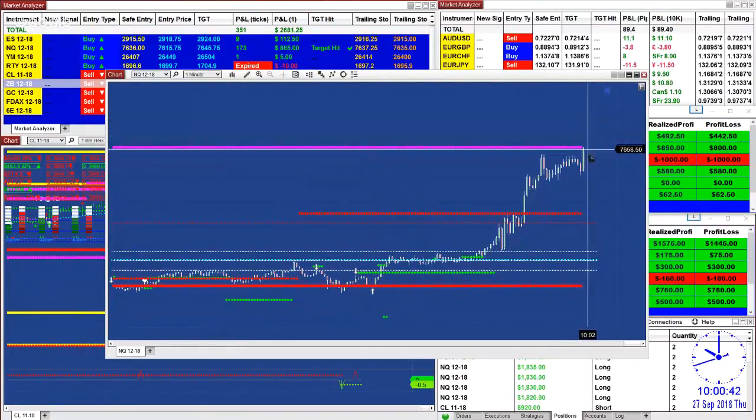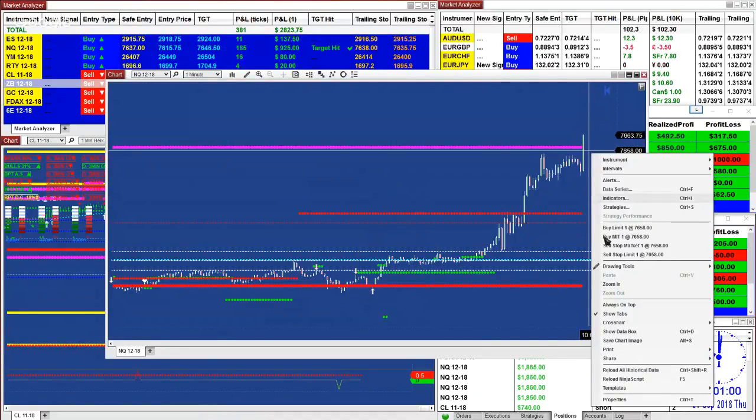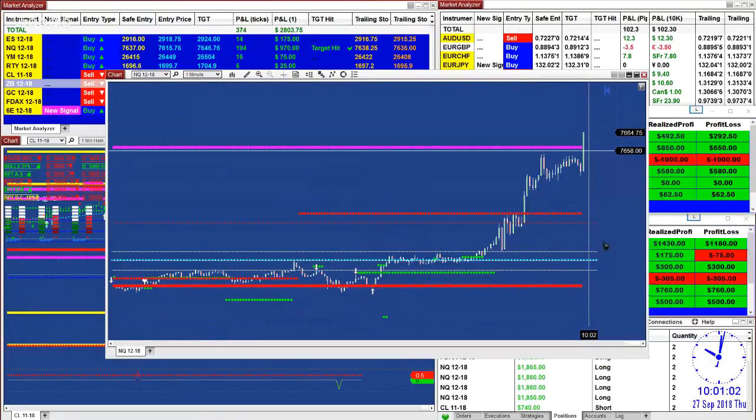One second. Don't do anything right now. Wait till this bar closes. All these bubbles, don't do anything. And then once this bar closes, put the sell order right there.